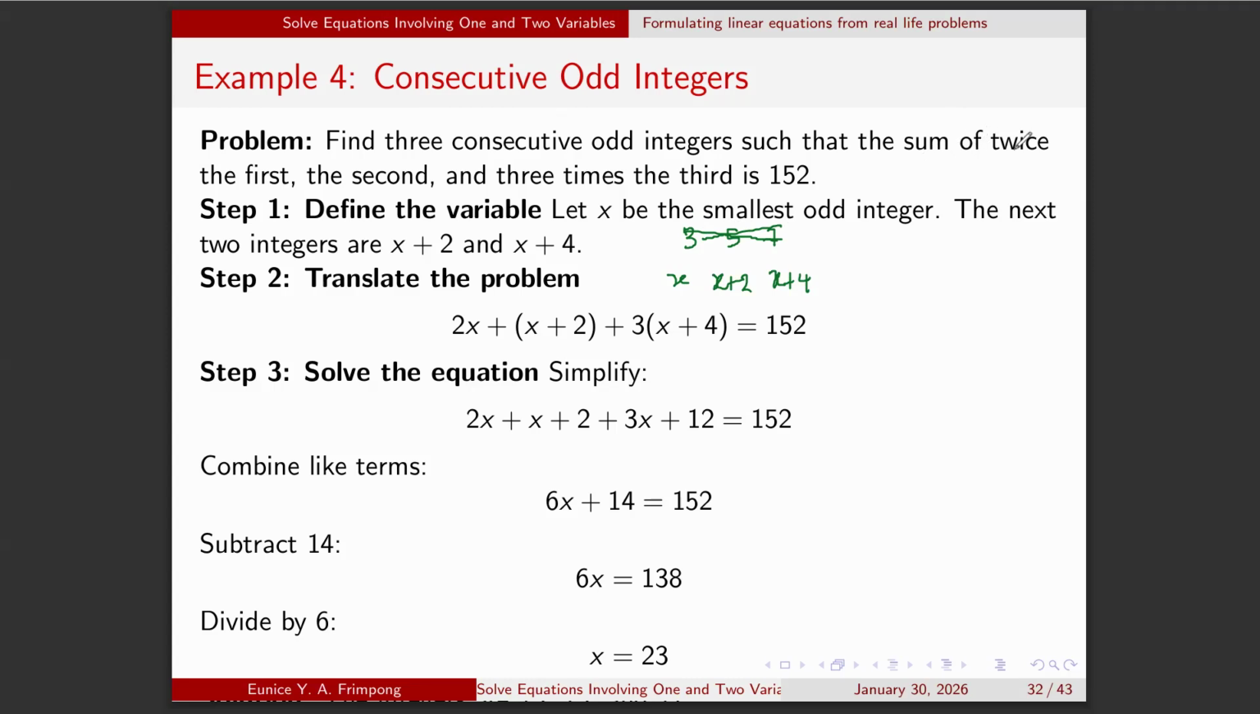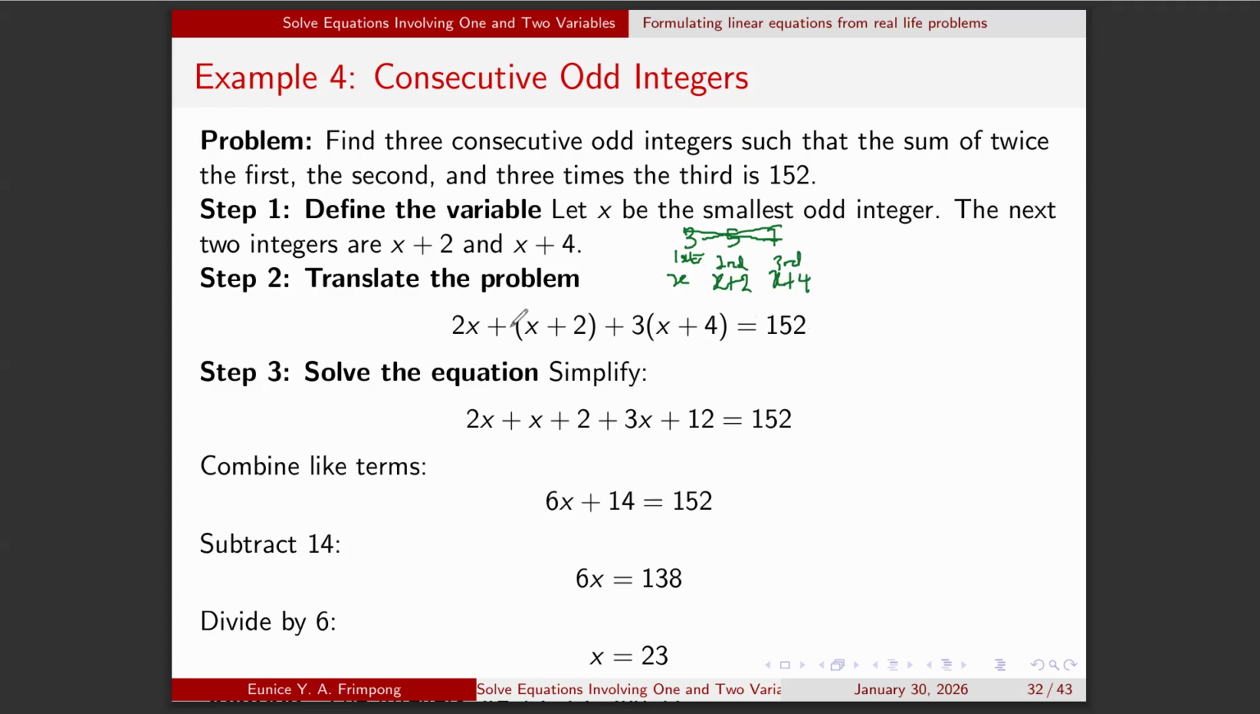The sum of twice the first, this is the first, so twice the first is 2x. And the second is x plus 2. And 3 times the third, this is the third, so 3 times x plus 4 should be equal to 152. So it's good to always label. You can say this is first, second, third, okay? So the sum of twice the first, the second, and 3 times the third is equal to 152.